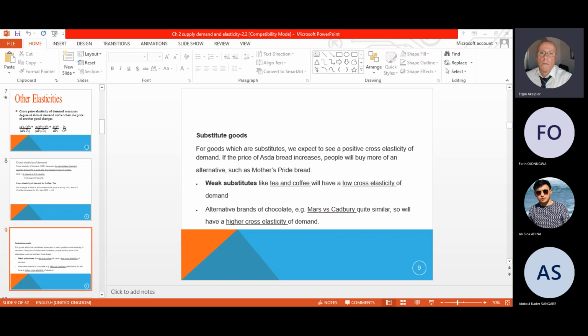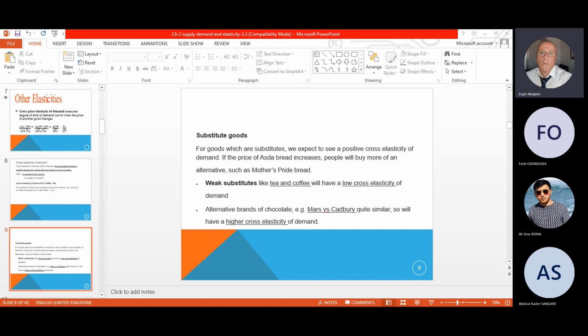Then substitute: a good with a positive cross price elasticity of demand, meaning the good's demand is increased when the price of another is increased. This is the substitution effect. And complement: a good with a negative cross price elasticity of demand, meaning the good's demand is increased when the price of another good is decreased.